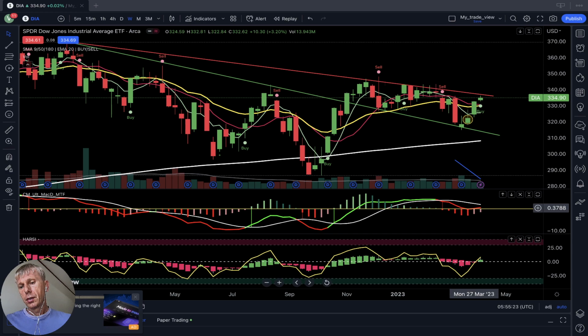MACD red, Fibonacci green. Weekly time frame, it's a green week. Fibonacci green. Mixed mode, some indicators bullish, some indicators bearish.